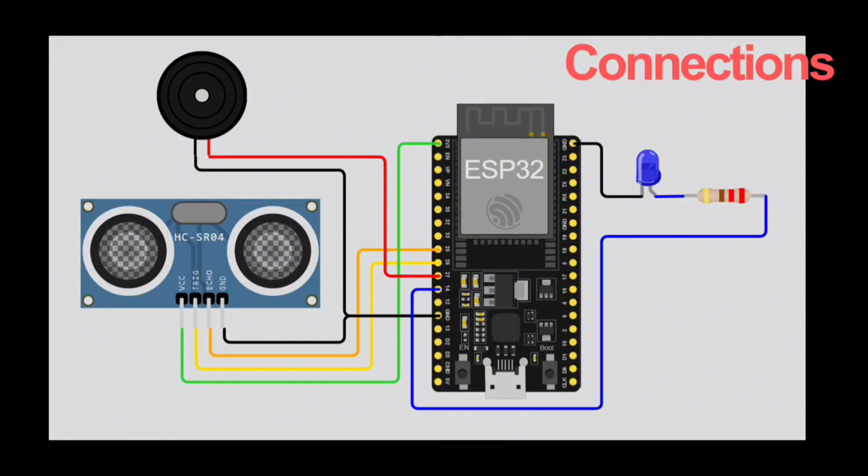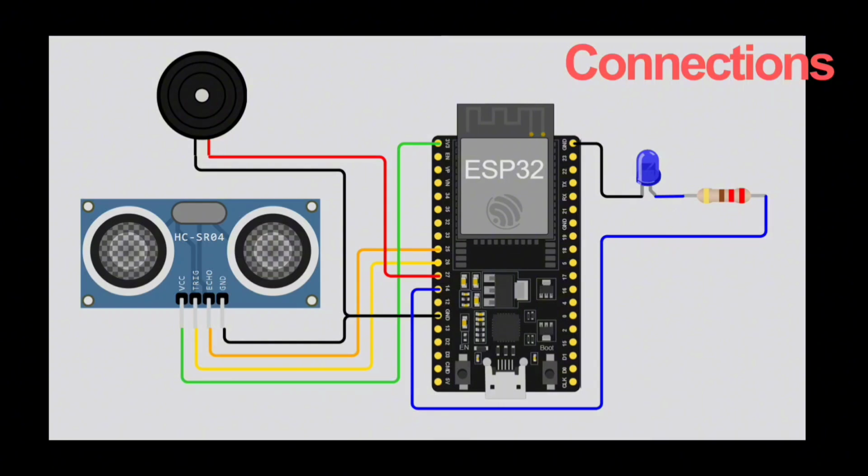So I'll be explaining the pin connections based on the diagram. HC-SR04 ultrasonic sensor: VCC power is connected to the 3V3 pin of the ESP32, which provides the 3.3 volts. The trigger is connected to GPIO26 of the ESP32. The echo is connected to GPIO25 of the ESP32. The ground is connected to the GND pin of the ESP32.